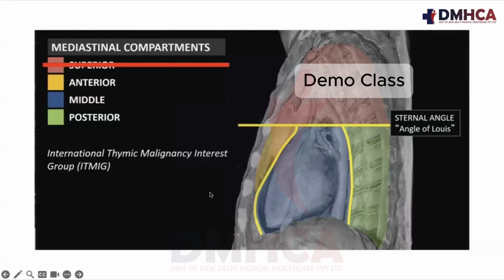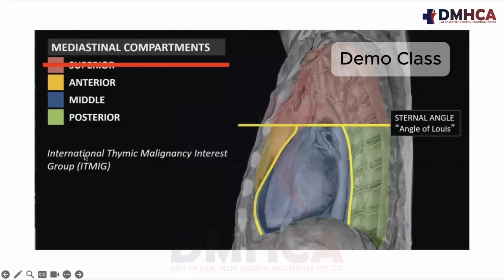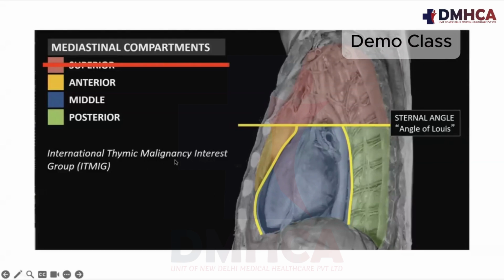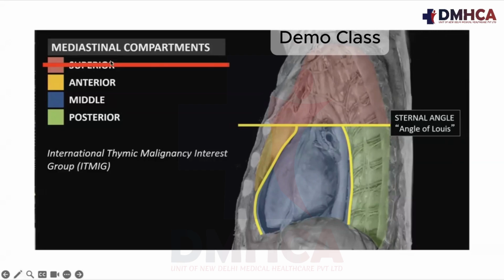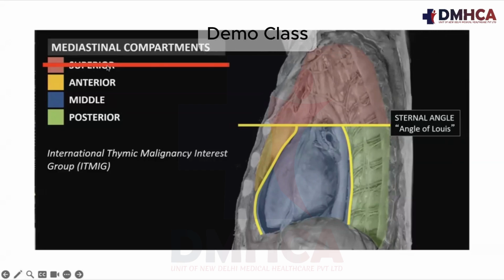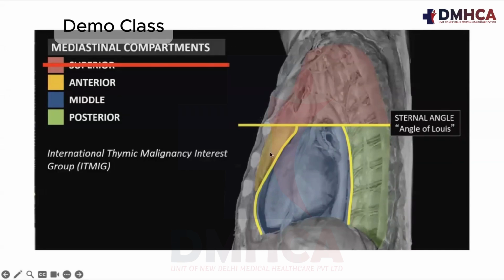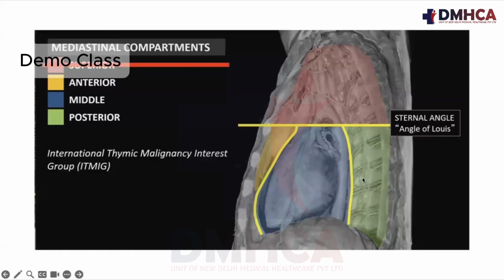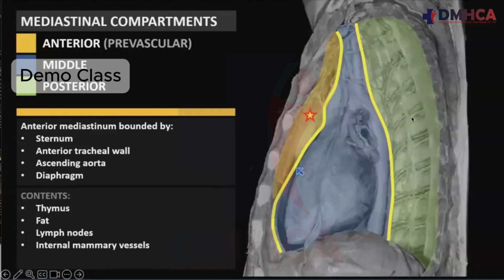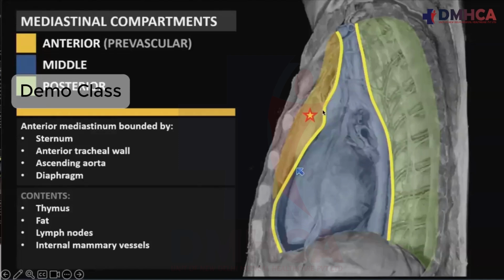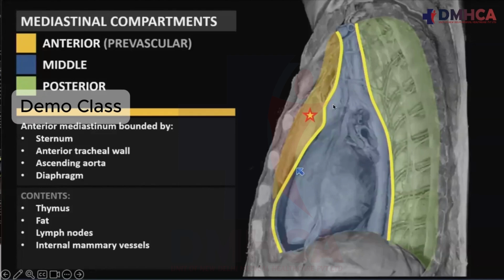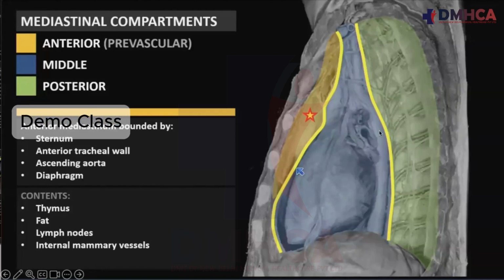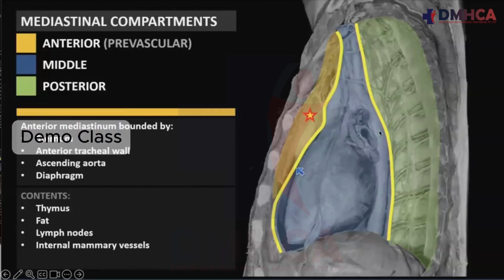It is also applicable on CT. It is by the International Thymic Malignancy Interest Group. There is nothing like a superior mediastinum. They divide the mediastinum into the anterior mediastinum, the middle or visceral mediastinum, and the posterior or paravertebral mediastinum. I will show you. Again, I am showing you the classic division, with the different boundaries which are used and their contents.